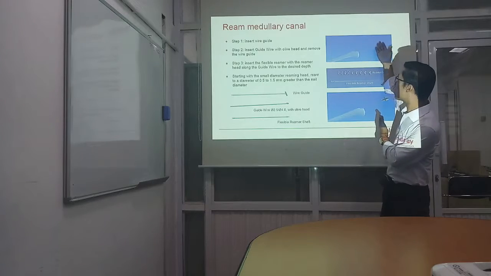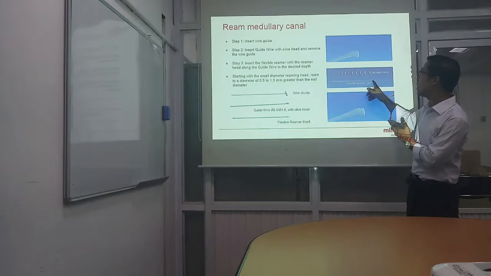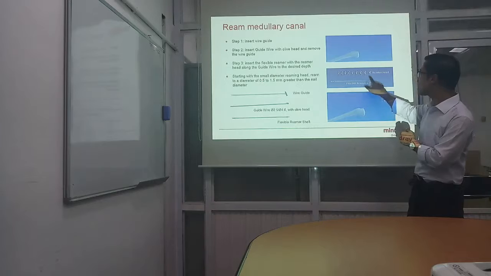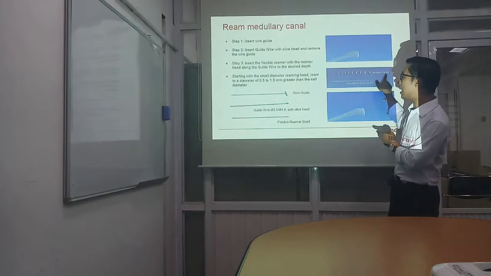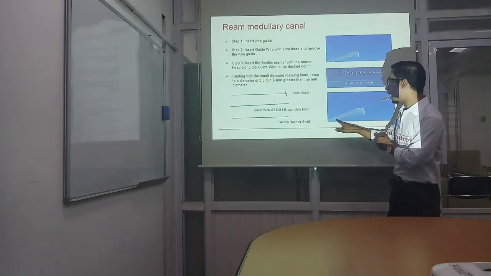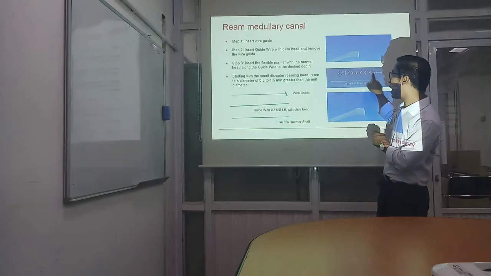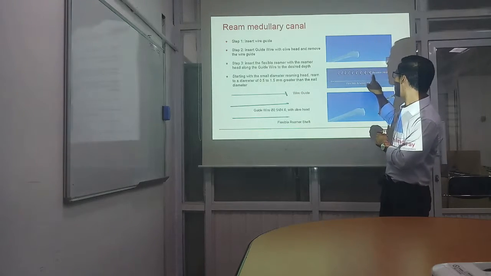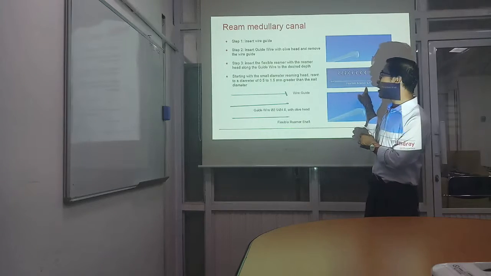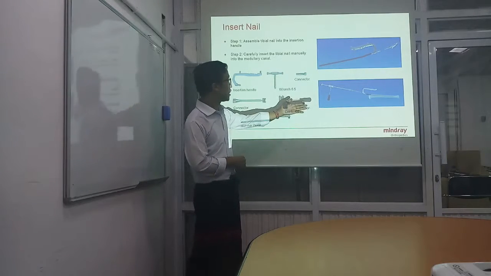Firstly, insert the guide wire. Step 2. Insert the guide wire with olive head and remove the guide wire guide. Step 3. Insert the flexible reamer with the reamer head along the guide wire to the desired depth. Starting with the small diameter of reaming head, ream to a diameter 0.5 to 1.5 millimeter greater than the nail diameter.